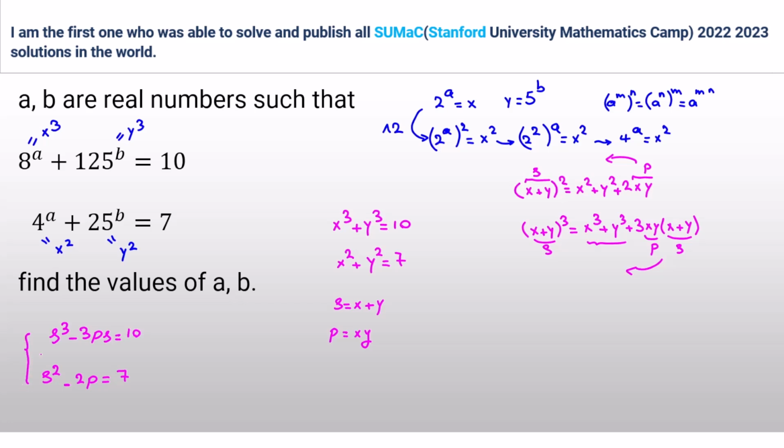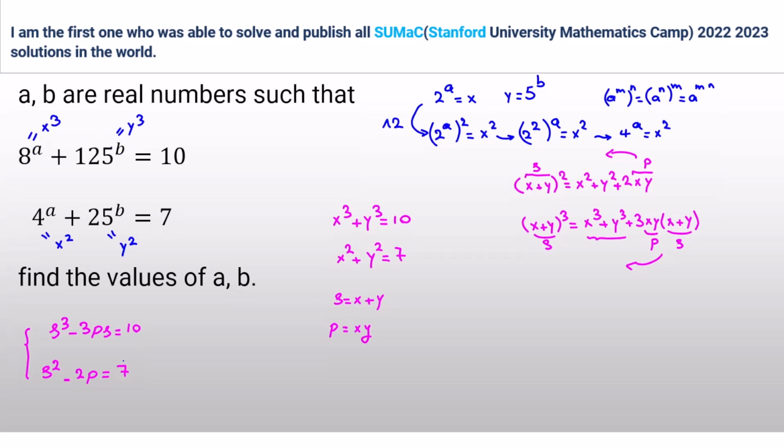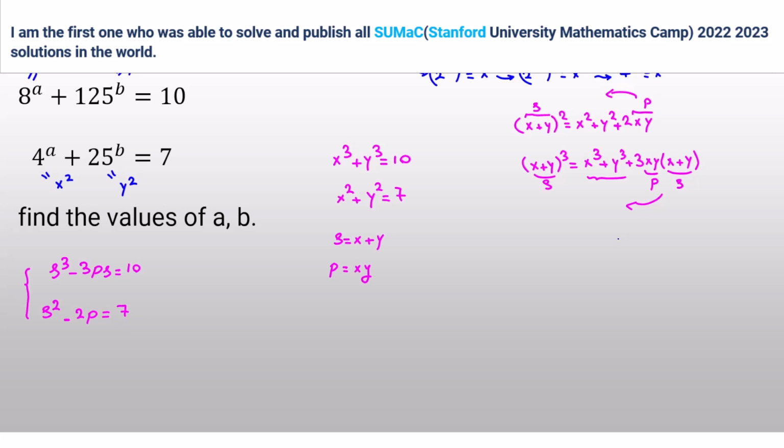So now we can solve what? We can solve for s and p, and then try to find x and y, and then a and b. Here we want to use replacement or substitution, which is useful in many Olympiad exams, AIME, AMC. From here, I take this one to the right side, this one to the left side. So s squared minus 7 is equal to 2p. When you change the side, the sign will change.